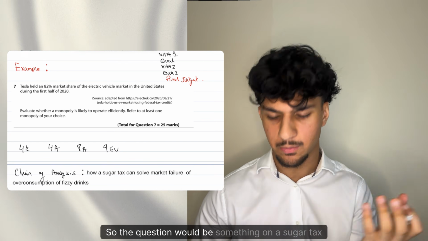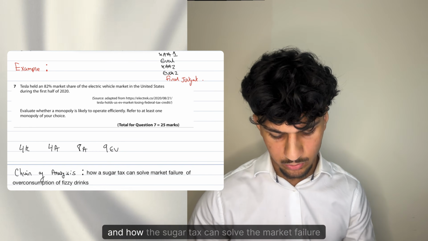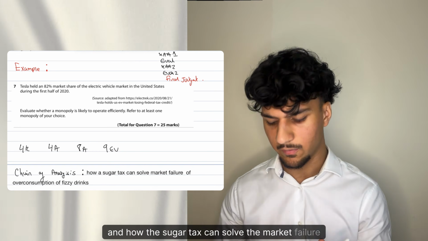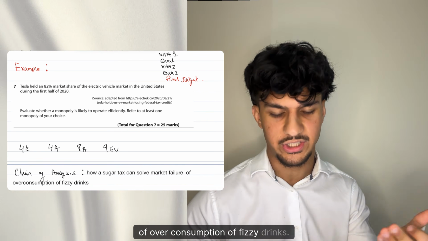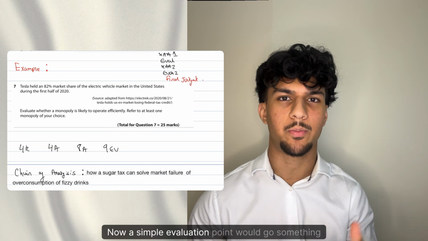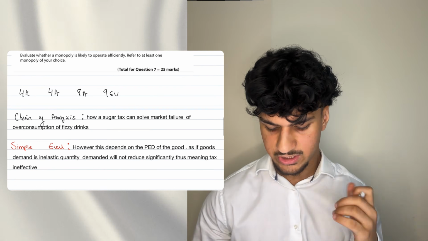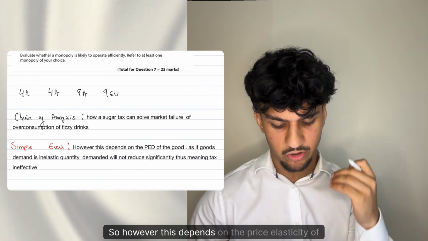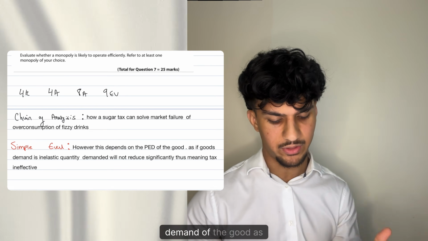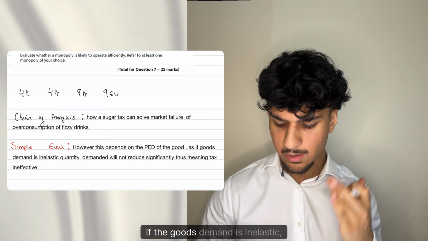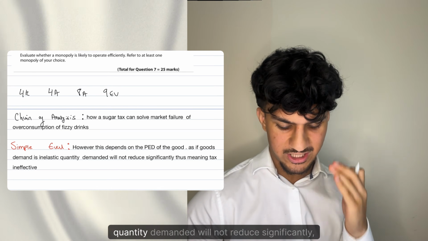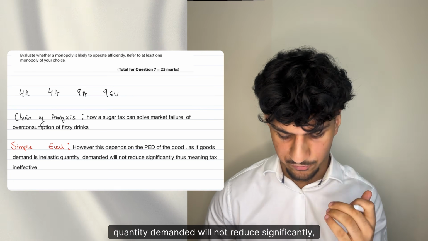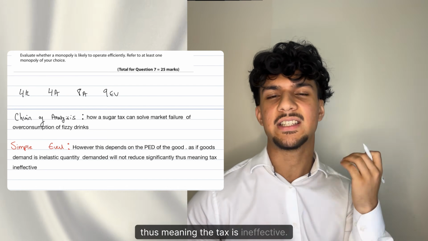So the question would be something on a sugar tax and how the sugar tax can solve the market failure of overconsumption of fizzy drinks. Now, a simple evaluation point would go something like this. However, this depends on the price elasticity of demand of the good, as if the good's demand is inelastic, quantity demanded will not reduce significantly, thus meaning the tax is ineffective.